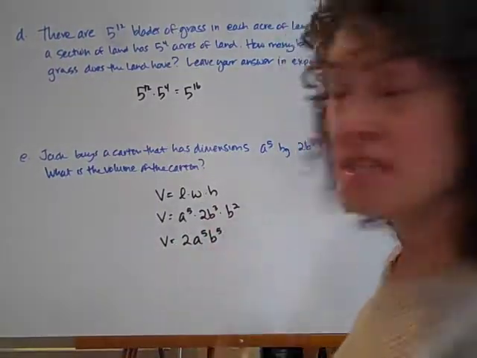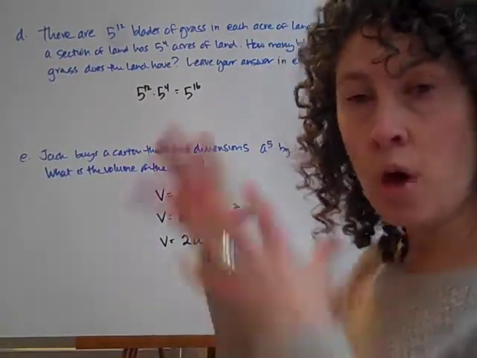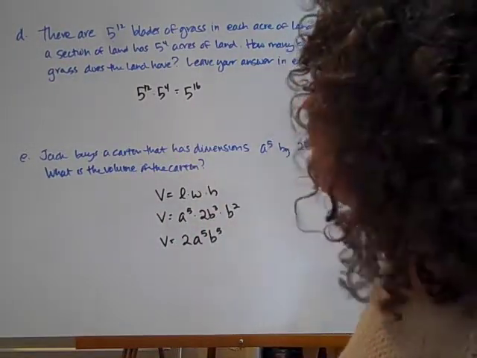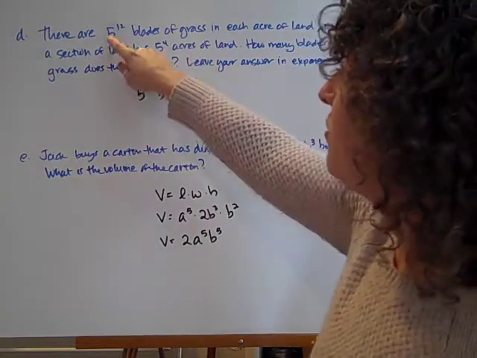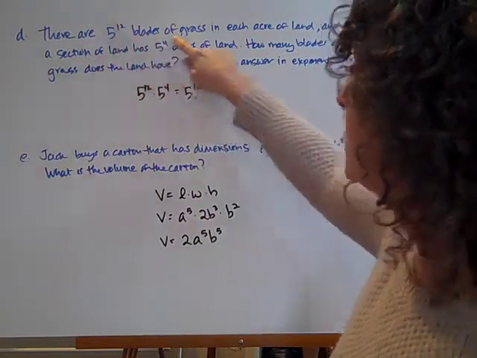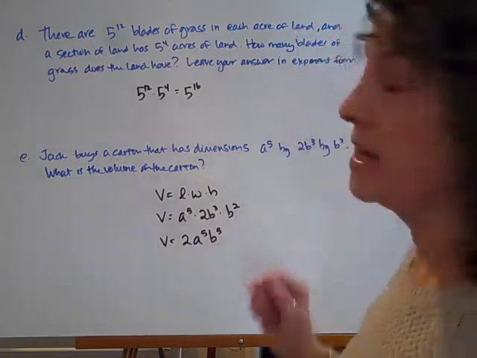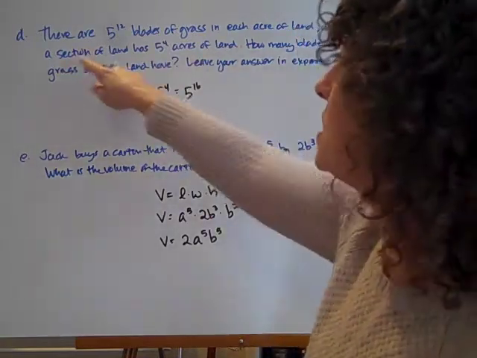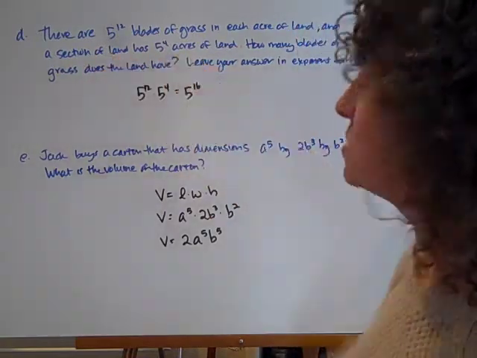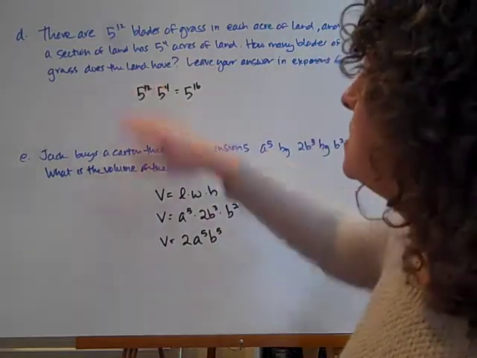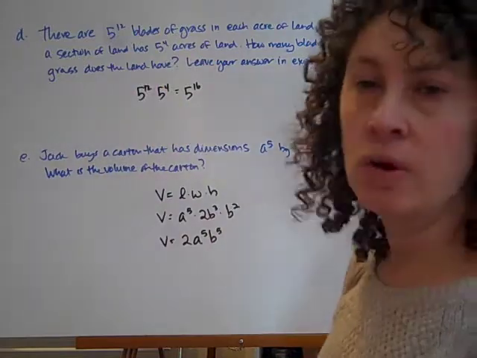All right, next a couple of word problems. Let's kind of use all of these properties that we've been working on as far as word problems. There are 5 to the 12th power blades of grass in each acre of land, and a section of land has 5 to the 4th power acres of land. How many blades of grass does the land have? Leave your answer in exponent form.